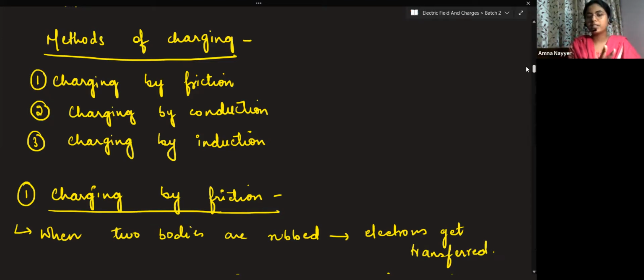In charging by conduction, it is a similar case, meaning transfer of electrons occurs only between two bodies. The difference is that the two bodies are not rubbed past each other. Both bodies are just placed in direct contact with each other. If a charged body and a neutral body are placed in direct contact, then transfer of electrons occurs from one and gaining of electrons occurs in the other. This is known as charging by conduction.